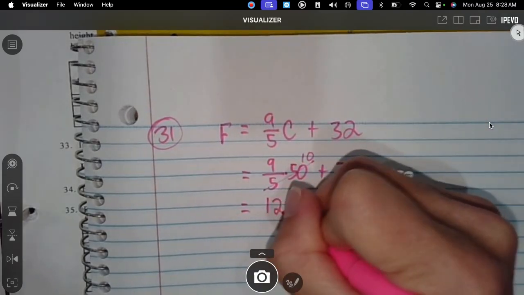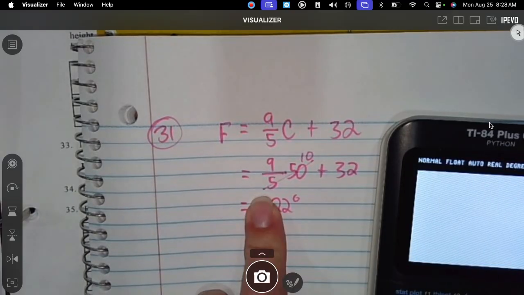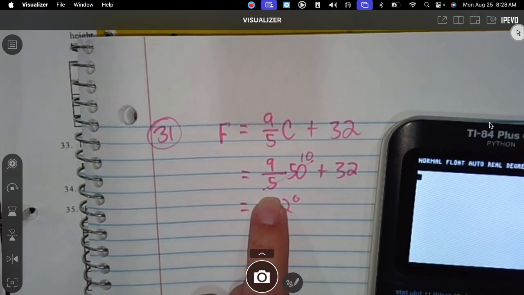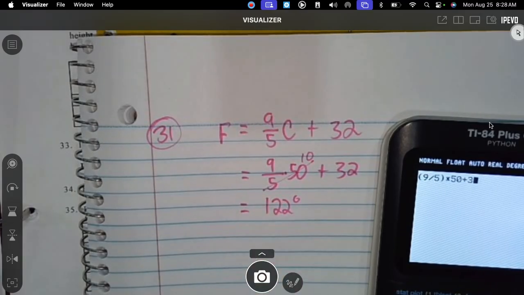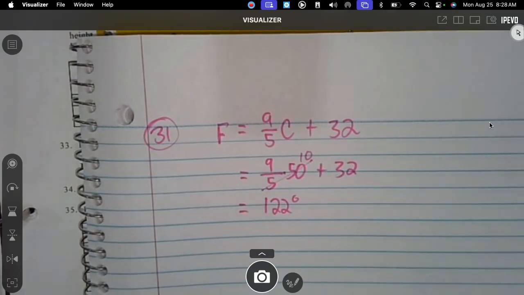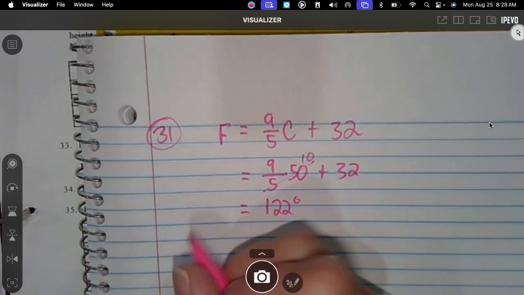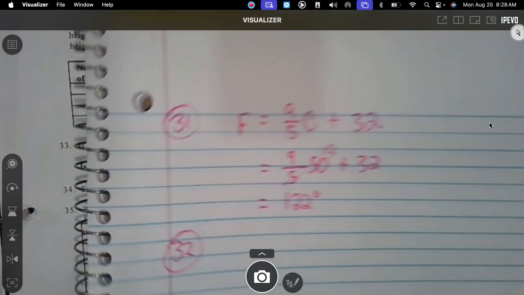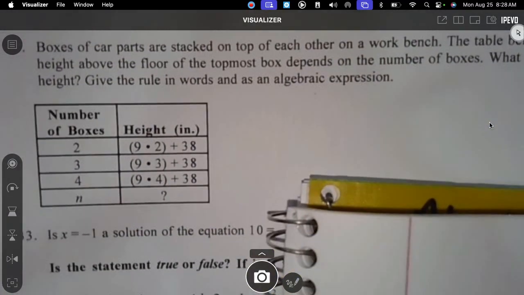Anybody get 122? Okay, now, let's say we don't want to do mental math, because mental math is good. It's good to practice that. But then we're going to check ourselves. 9/5 times 50 plus 32. And it's 122. So I can go with that answer, and I would get that one right on the test. Everybody good with that? Just plugging in C. That's it.